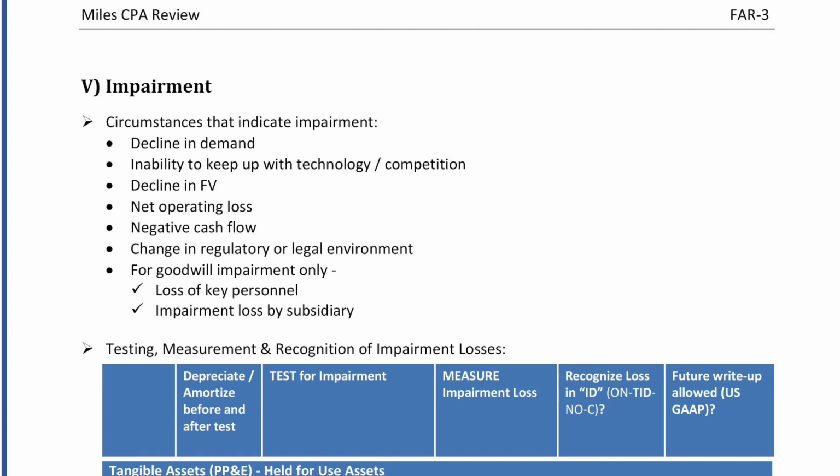And then when we get to goodwill impairment, this is something that we're going to be covering in BAR, in Business Analysis and Reporting section of the CPA exam. We're going to talk about how loss of key personnel or an impairment loss by subsidiary could lead to goodwill impairment. The question is, how do we test, measure, and recognize any impairment losses?